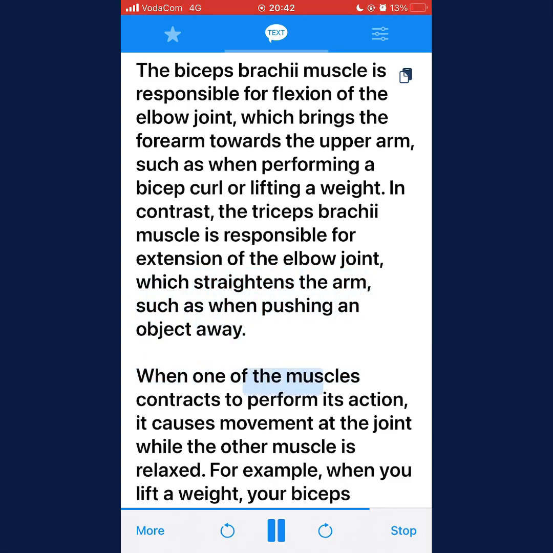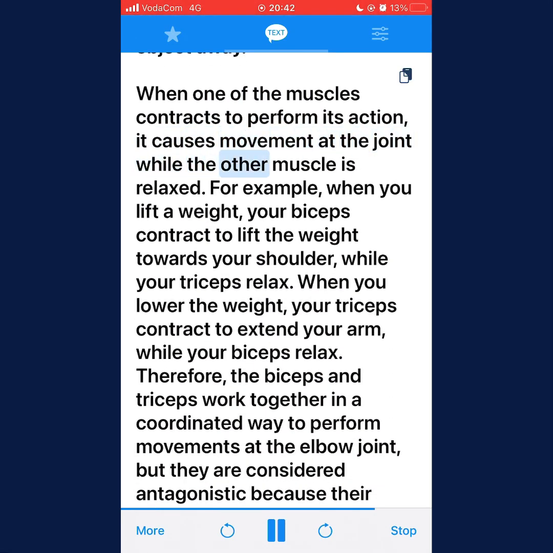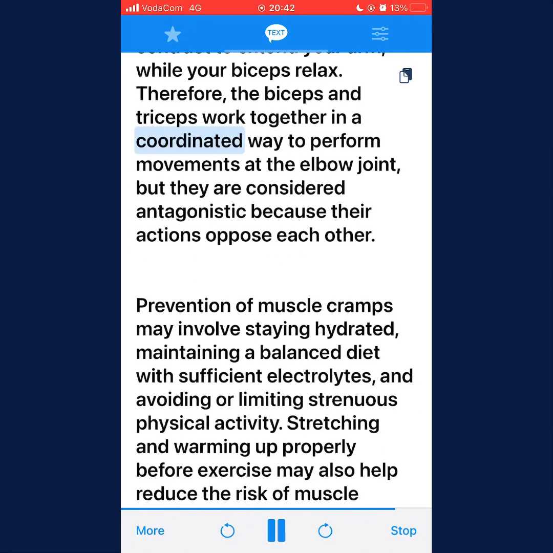When one of the muscles contracts to perform its action, it causes movement at the joint while the other muscle is relaxed. For example, when you lift a weight, your biceps contract to lift the weight towards your shoulder, while your triceps relax. When you lower the weight, your triceps contract to extend your arm, while your biceps relax. Therefore, the biceps and triceps work together in a coordinated way to perform movements at the elbow joint, but they are considered antagonistic because their actions oppose each other.